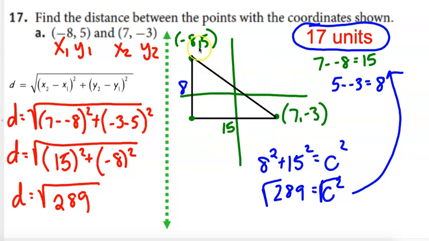On the graphing one, you would graph the 2 points. This one would be in the second quadrant. This point would be in the fourth quadrant. And then you ask yourself the difference between the x values. So you would just subtract them.